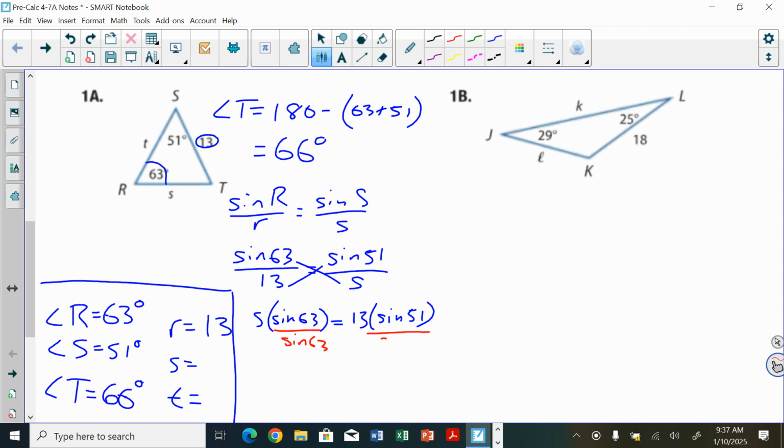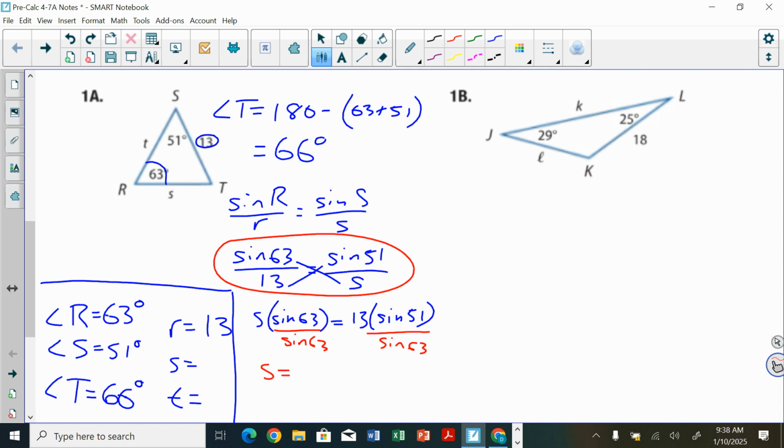Now, you'll see that you can go from this step right here and solve it all on your calculator. I'm just showing you one time how to do that. So when you calculate that out, S would be equal to about 11.3. So I can put that in here, 11.3.